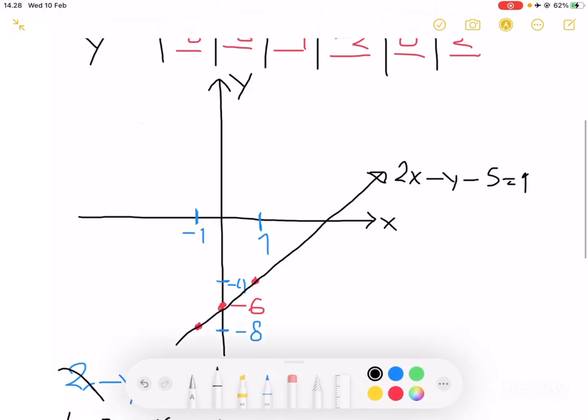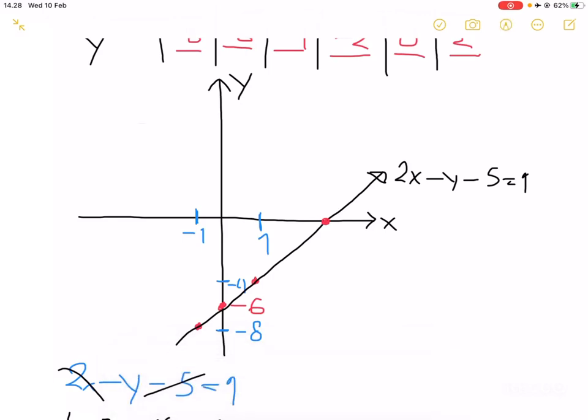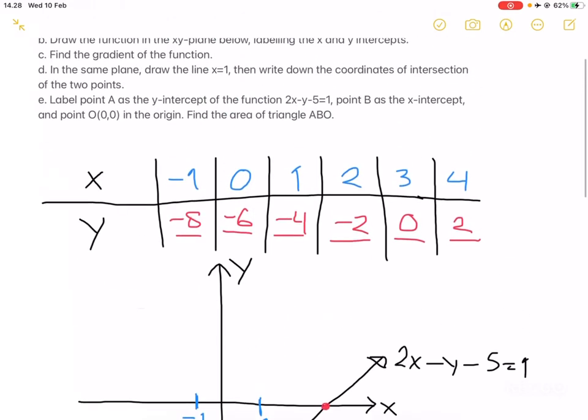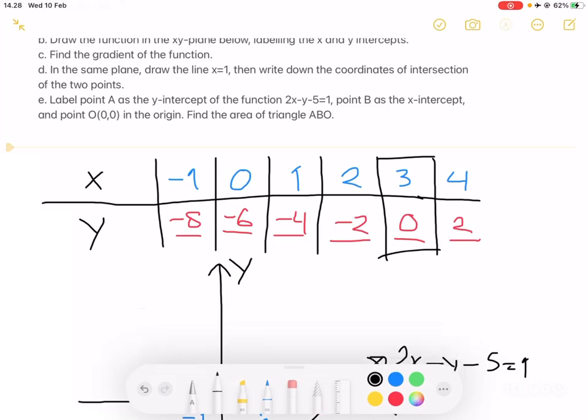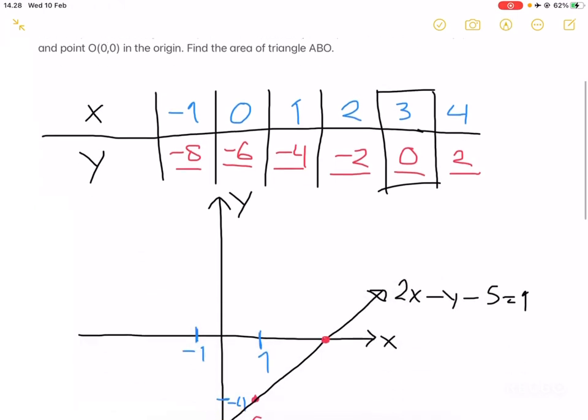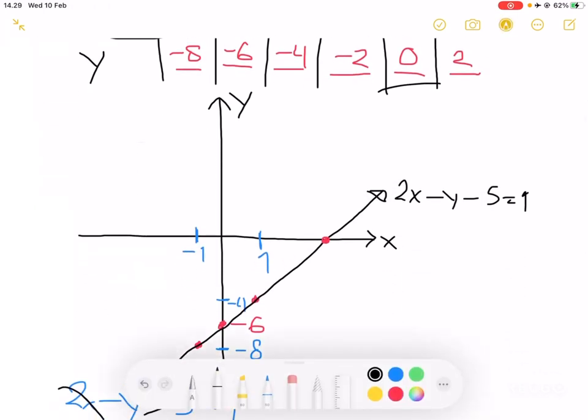And we have labeled our y-intercept. Now we're ready to label the x-intercept, which is where y equals 0. And fortunately, we have our y equals 0 in our table, which is when x equals 3. So our x-intercept is when x equals 3.